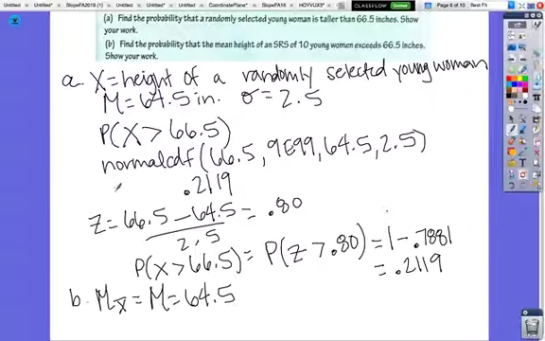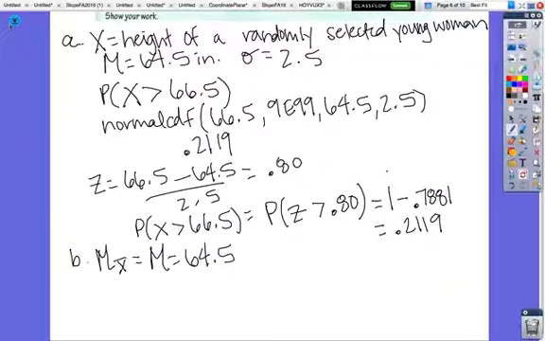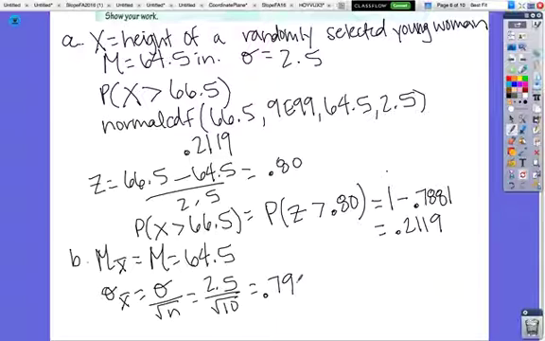We also need to check and make sure that the 10% condition is met, since there has to be at least 100 women. And so if we think about this, we have 10 that we are looking at, and of course there are more than 100 young women in the population, so our 10% condition is met. Our standard deviation for X bar would be equal to standard deviation for the population over the square root of our simple random sample, and so that would be 2.5 over the square root of 10. Whenever you work that out, you get 0.79.